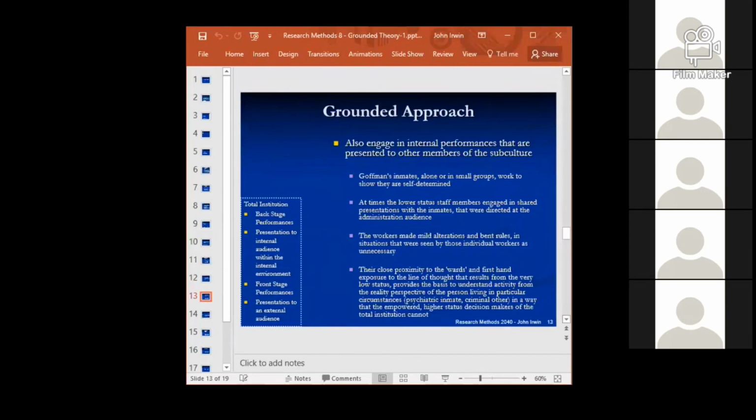So Goffman, for him, he went in, he saw the inmates up close. He saw staff members, and this is the inconsistency with the organizational presentation. Sometimes the staff members aligned with the inmates.